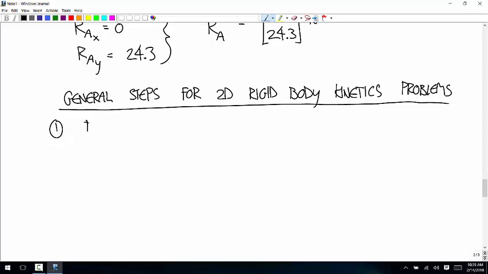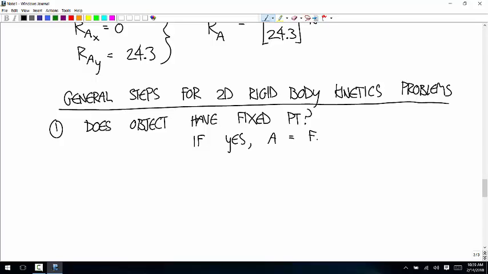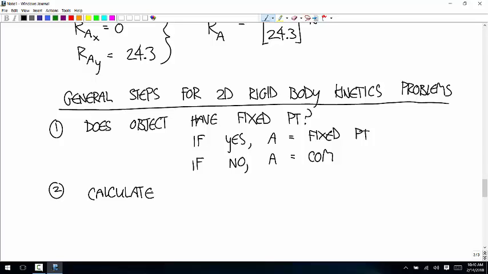First, does the object have a fixed point? If yes, then A is the fixed point. If no, then A is the center of mass. Second, calculate the mass moment of inertia about point A from step one.